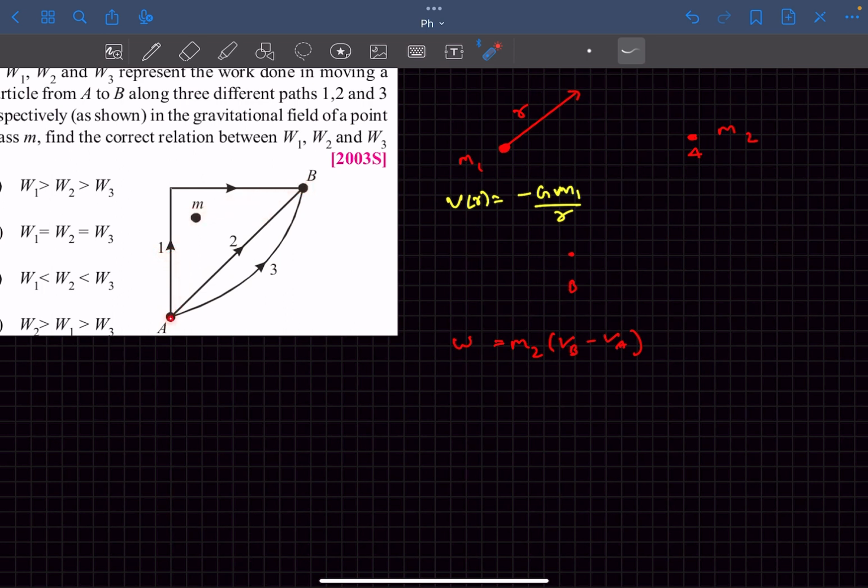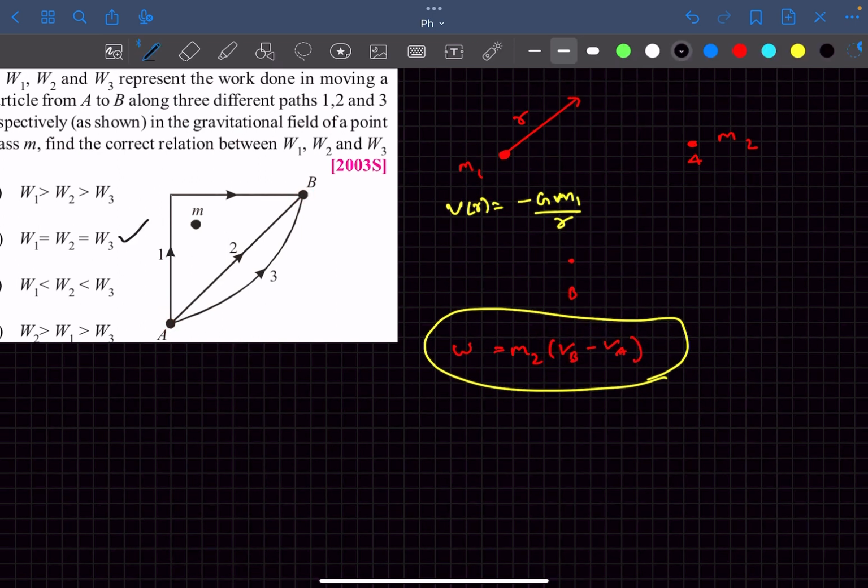So the work done in moving a particle from A to B using this result depends on the delta V, and delta V is constant irrespective of the path taken. Option B will be the answer. You could have also made the argument that as the gravitational force is a conservative force, the work done along all the paths is the same, but I just want to prove this. So yeah, option B will be the answer.